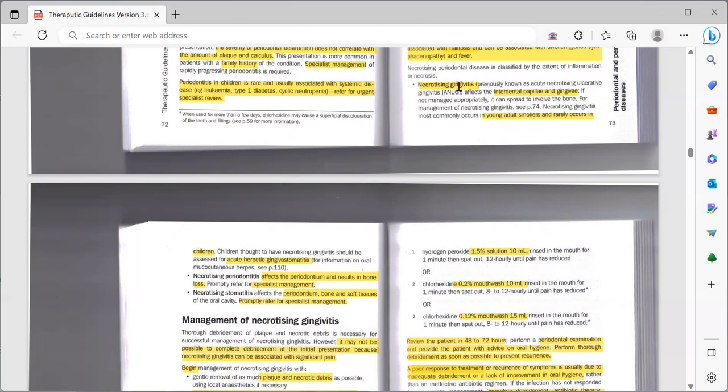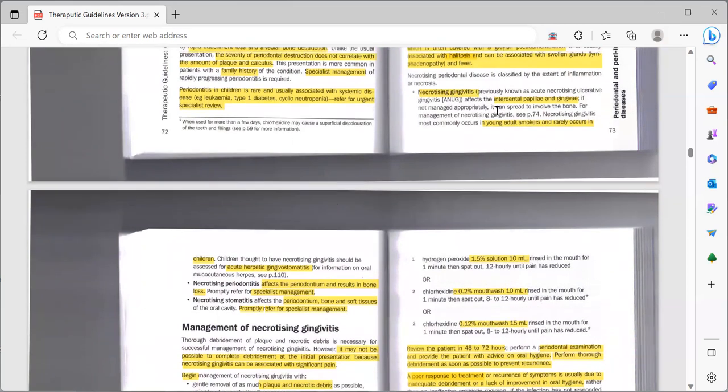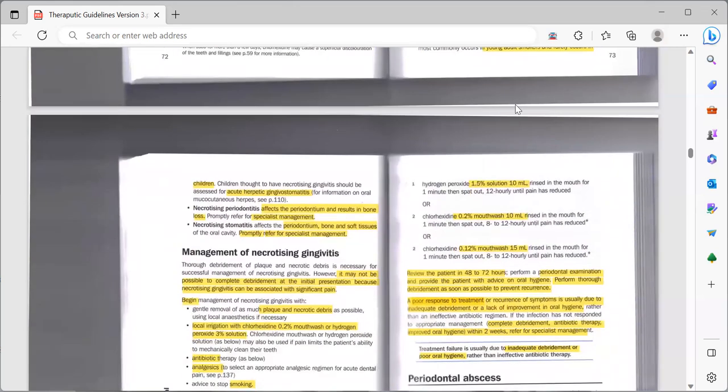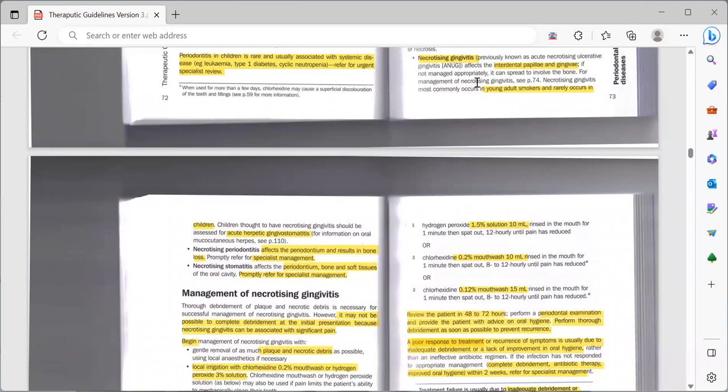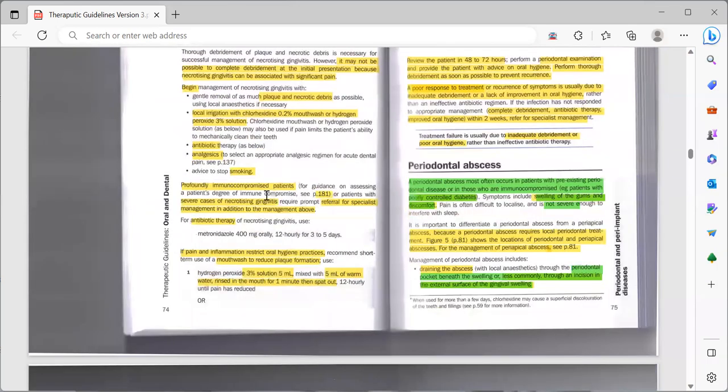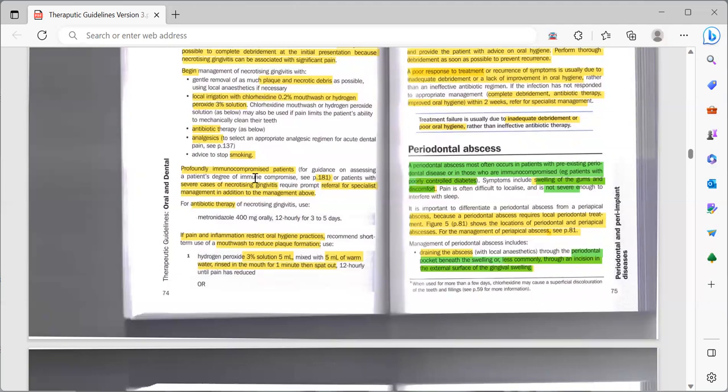The risk factors for this are mainly if the patient is not maintaining good oral hygiene, and stress, and smoking, and if the nutrition is also not good. These are some factors that can lead to this condition. Then there are profoundly immunocompromised patients. Which are they? If the patient has end stage liver disease, end stage kidney disease, HIV, or is taking corticosteroid therapy, those are the profoundly immunocompromised patients.